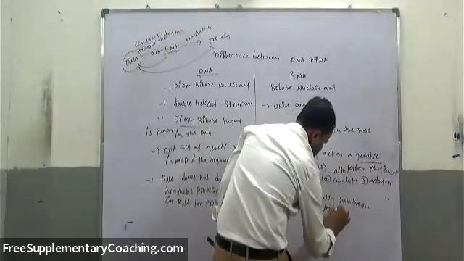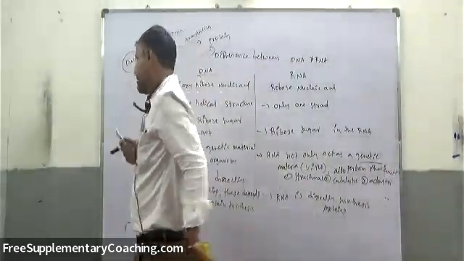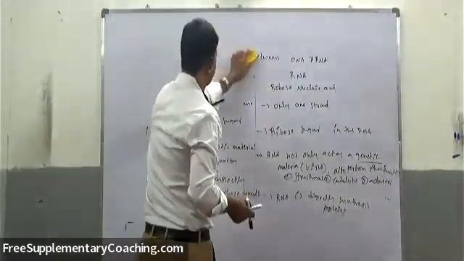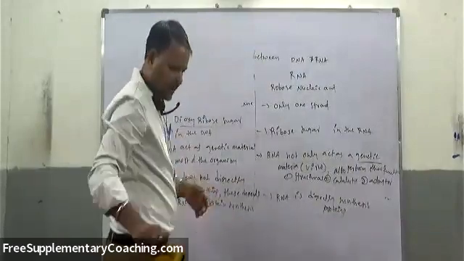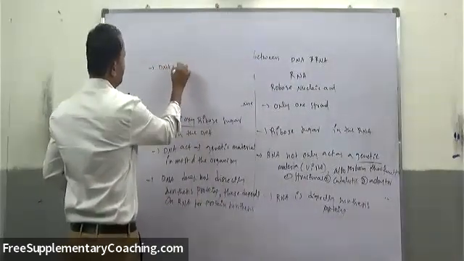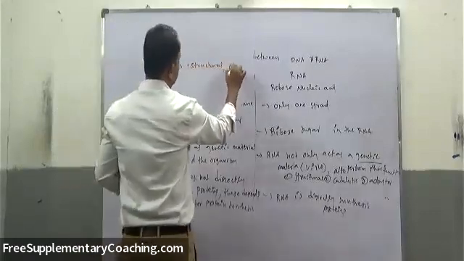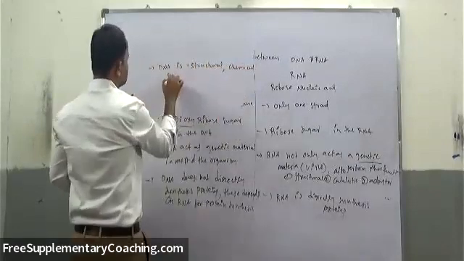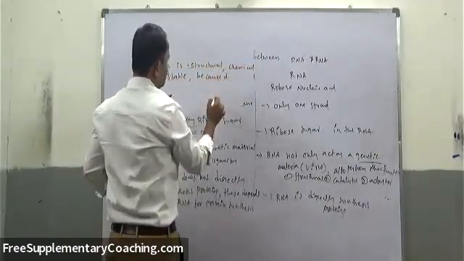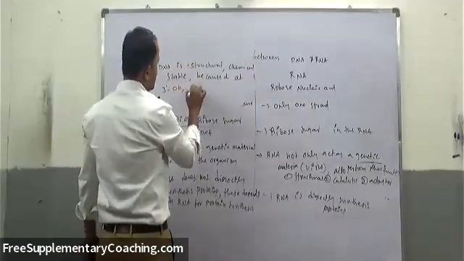Okay. The next one, DNA is structurally and chemically stable. DNA is structurally and chemically stable because thymine is there, and at the third carbon there is an OH group. That's why DNA is structurally and chemically stable because of the OH group at the third carbon, and thymine is present.